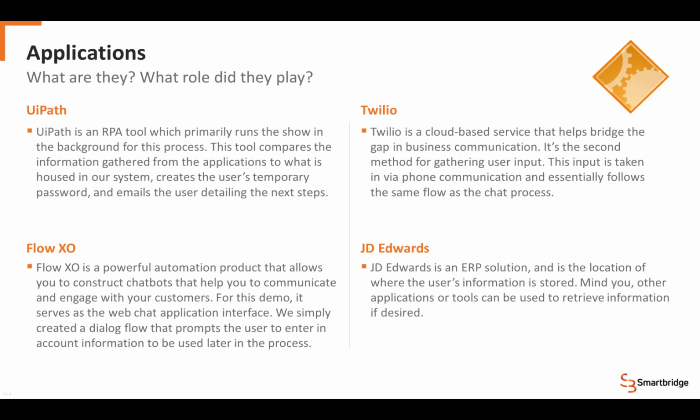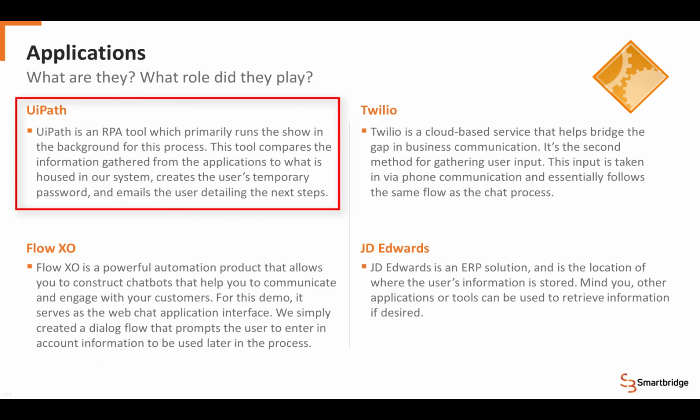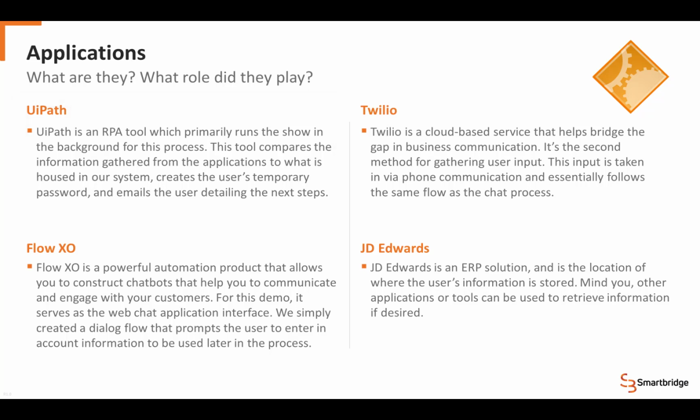This bot is built using UiPath technology. UiPath is an RPA tool which primarily runs the show in the background for this process. This tool compares the information gathered from the applications to what is housed in our system, creates the user's temporary password, and emails the user detailing the next steps. In addition to UiPath, FlowXO, Twilio, and JD Edwards were used for this automation.